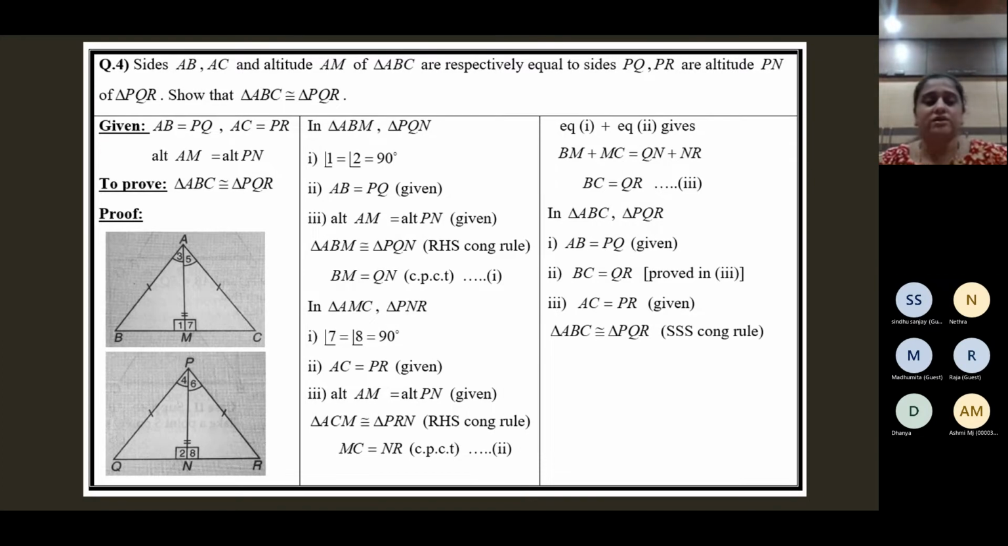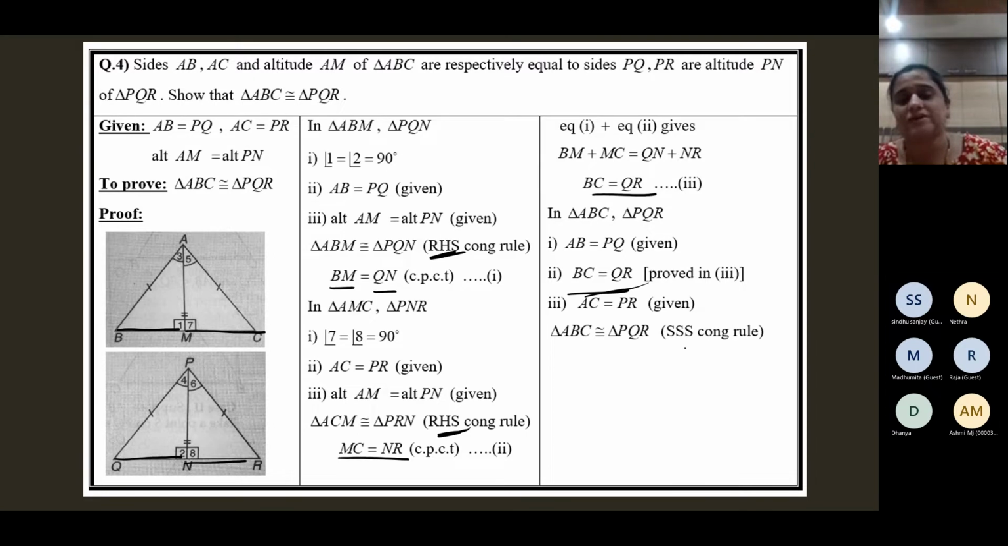Here I've taken the two triangles. Result congruency is by RHS only. But by CPCT I've written BM is equal to QN, and then the other one I've written MC is equal to NR. So when you add both, you will get BC is equal to QR. So if you use that information, it's going to be SSS. All right, children? Yes, ma'am.